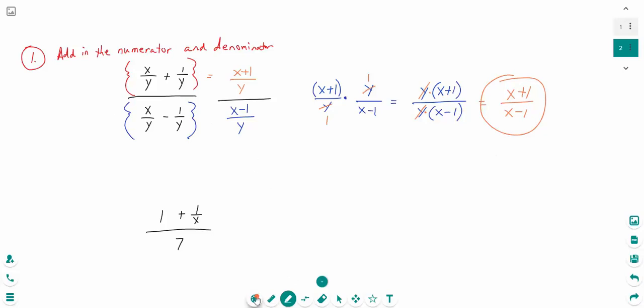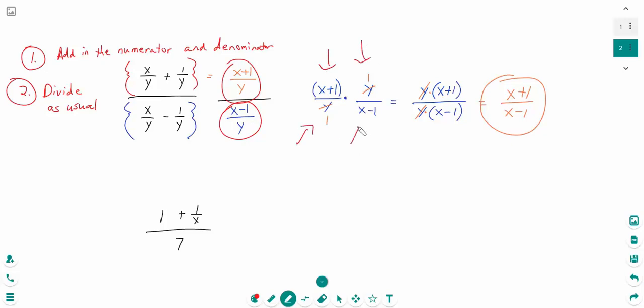Maybe we should write the second step here, though. So add in the numerator and the denominator, and then we simply divide as usual, which again would mean that we're taking this and multiplying it by the reciprocal of this, which is right over here, this section.